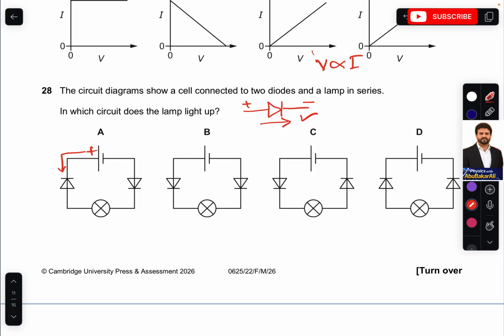If it is attached the other way around, the current will not flow. That is called reverse bias. So the positive is here, it will not flow. It will flow from here, reach here, but it will be blocked here. Unless the current can complete the whole path, the lamp will not be functional. So these are all not the option. In C, it will start moving from here, move through, and reach back. So C is the option.